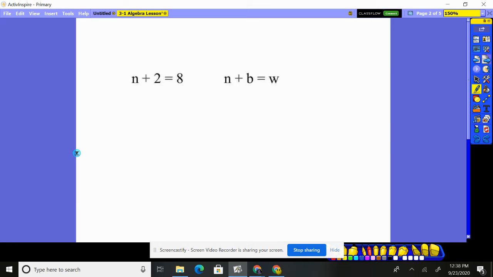Let's say we have n plus 2. How do we move that 2 over to the other side? We're going to subtract 2 from both sides. Well, if I'm trying to get n by itself, how am I going to get rid of this adding b? You subtract b. It goes away. It basically moves to the other side. And n is equal to whatever w is, take away the b.